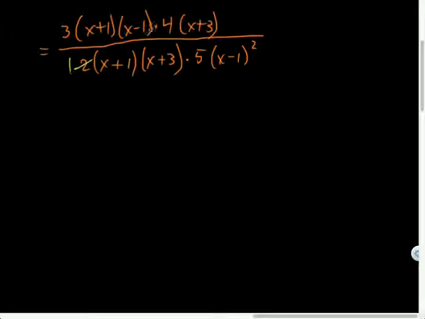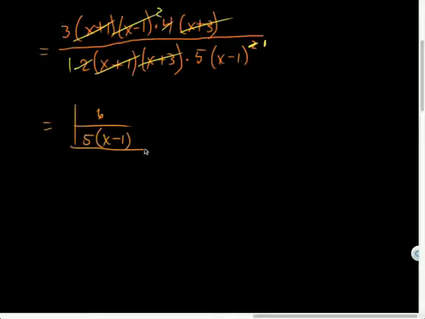Let's see. 2 goes into 2 once, into 4 twice. Bam. x plus 1, x plus 1. Swing, swing. And let's see, x plus 3, x plus 3. And x minus 1 cancels out with one of these x minus 1s, leaving one behind. So let's multiply across. 3 times 2 is 6. And actually, oh, there's nothing left up top. It's just that. Over 1 times 5 is 5 times one of the x minus 1s.